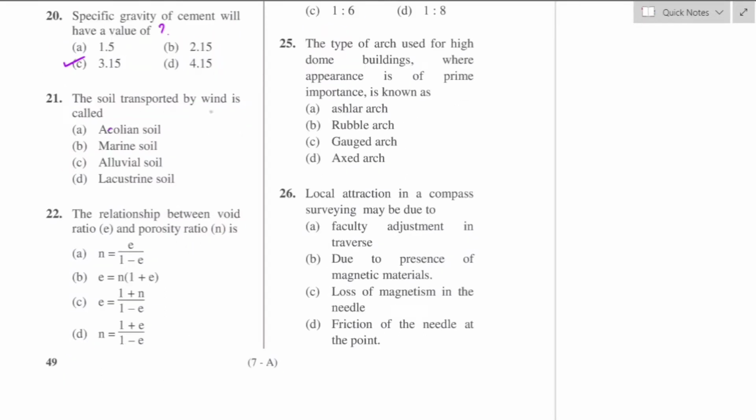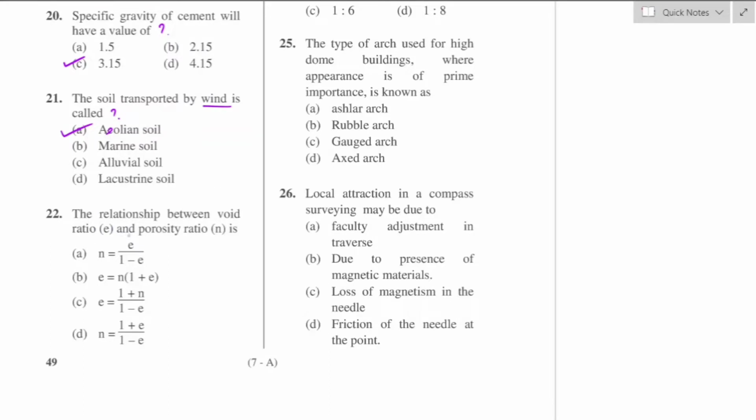Question number 21. The soil transported by wind is called: so when the soil is transported by wind, it is called aeolian soil. Option A is the right answer. It is a type of soil that is transported from one place to another by wind action. This type of soil has high compressibility and low density, and it is non-plastic, and its void ratio and permeability will be high.